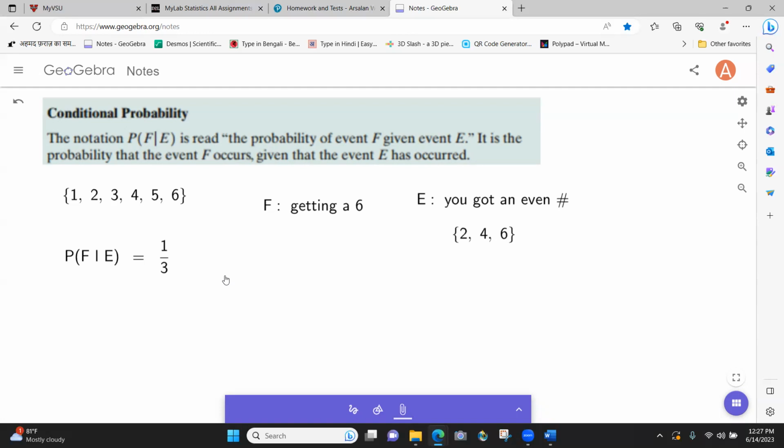We're going to do a lot more. I gave you a very basic example on purpose so that you can understand the concept.